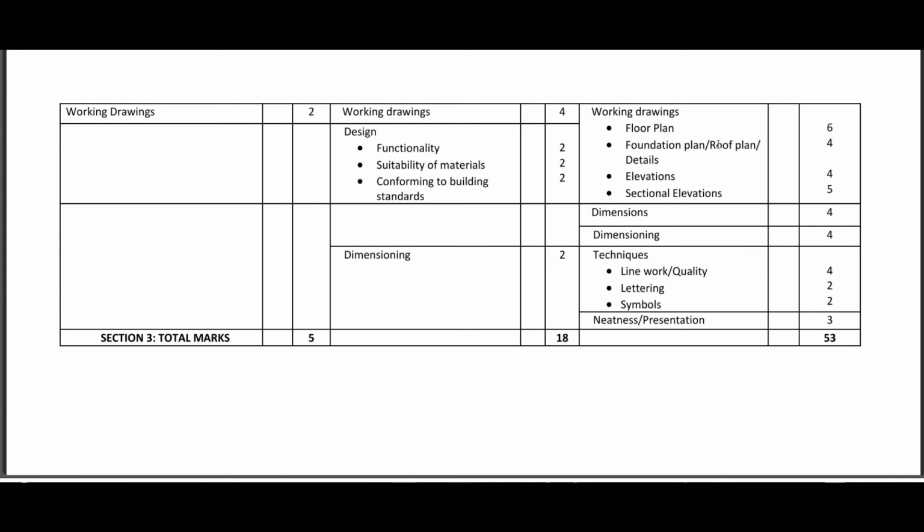If you don't have your roof plan or your foundation plan, but you opted for the details, such as the eave and the ridge and such, then you'll get the other mark. Alright, so it's either or. If you have all of them, then we're going to choose the best one, so you get maximum points. Your elevation drawings of the building are another 4 marks, and the sectional views 5 marks.